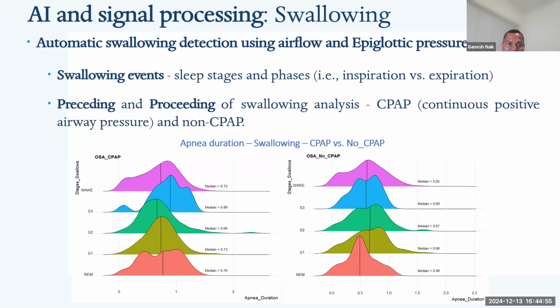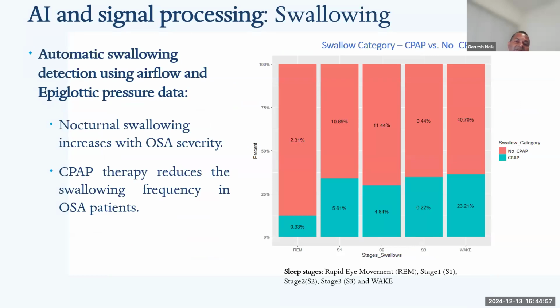Our study showed that night swallowing increases with OSA severity. That means the first thing we found was that if a person has more sleep apnea, they swallow more. That's what this study revealed. Then also, if they use the CPAP mask, we showed that their swallowing frequency reduced.